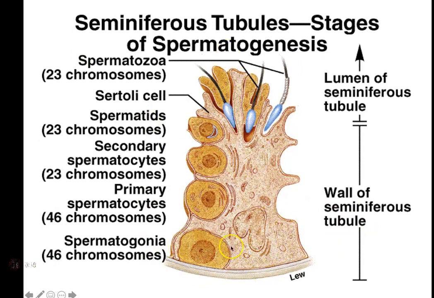And we can see these different stages of spermatogenesis then moving from this wall of the seminiferous tubule into the lumen. Okay, so here's a spermatogonium with 46 chromosomes. We said that divides into the primary spermatocytes, and then that will go through meiosis to become a secondary spermatocyte, a spermatid, and finally spermatozoa.